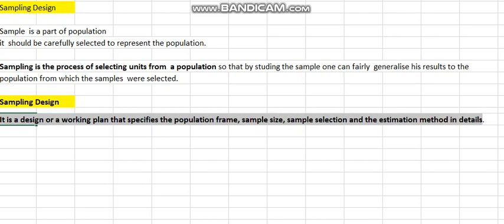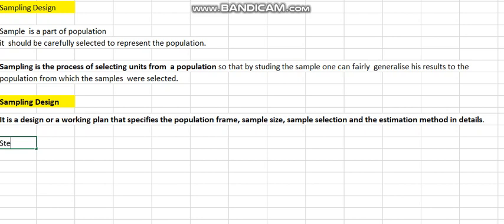Then next we see what is the sampling process. What are the steps included in the sampling process? Very important question. What are the things we have to do in a sampling process? What are the steps? First of all, we have to define the population.